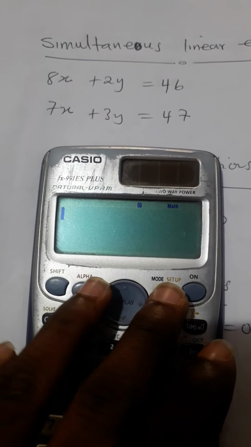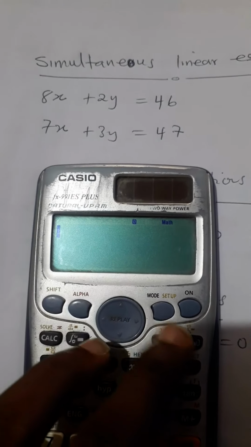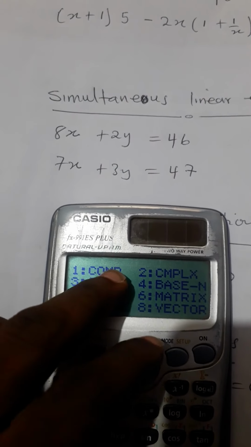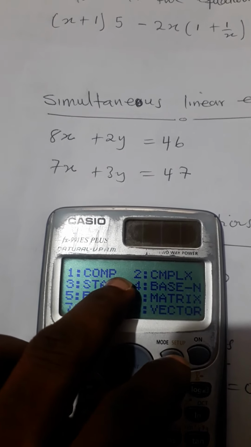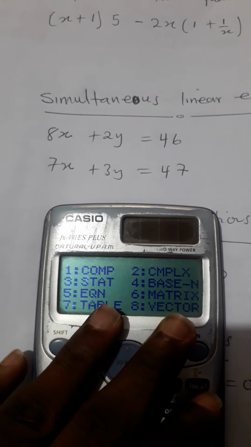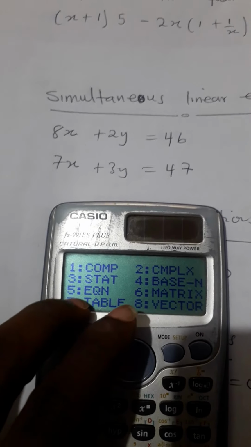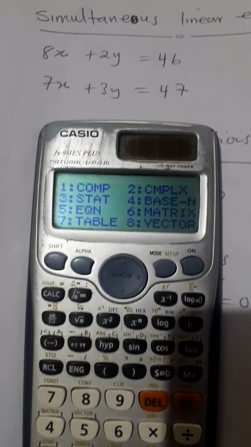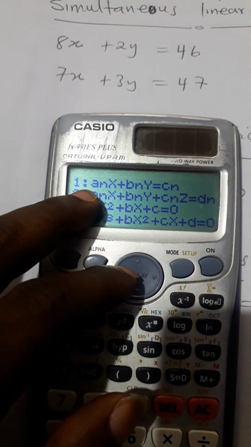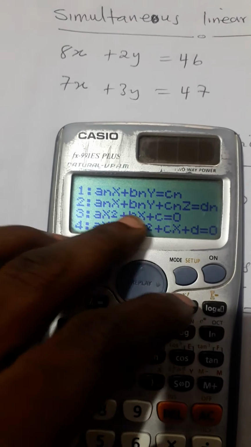If I want to go to simultaneous linear equations, I have to change the mode from a single variable to a different mode. So I press the mode key, and we have COMP, STAT, BASE, and a lot of things here. But here we are interested in equations, so we come to number 5, which is equations. So we press 5 and come here. Here we have 1, which is anx plus bny equals cn, and the second one is like this.